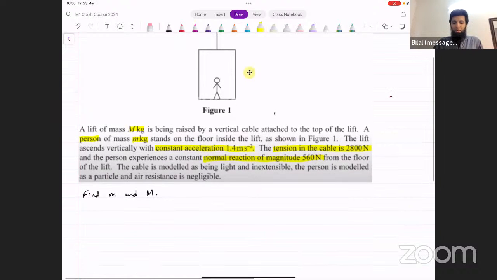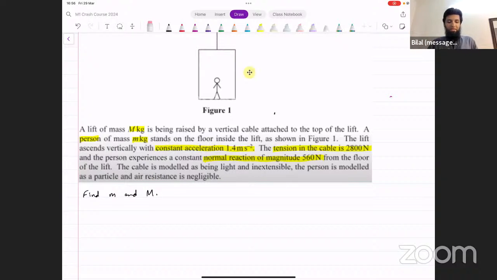The cable is modeled as being light. That means you can ignore the weight of the cable, all right? The person is modeled as a particle. So that means it doesn't really matter where the center of gravity, etc. is. Air resistance is negligible. Okay, so you have to find m, which is the mass of the person, and capital M, which is the mass of the lift.